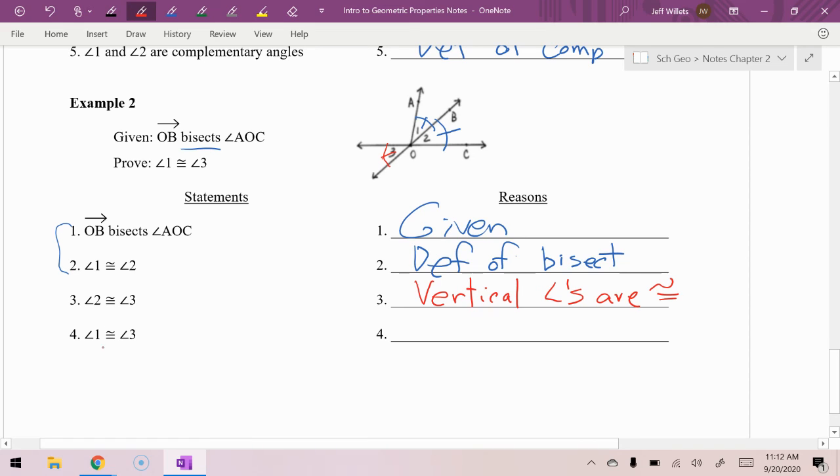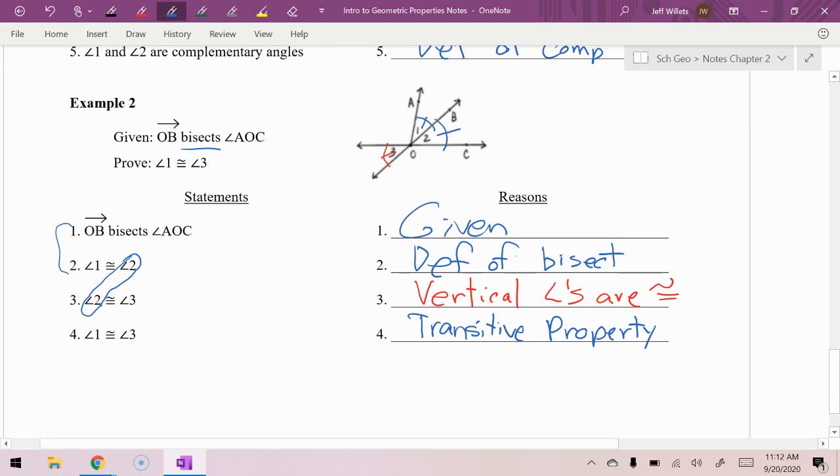Now, how do we get to 4? We look at the previous two lines. We knew 1 was congruent to 2, and 2 is congruent to 3. So then we can get 1 congruent to 3. That is called the transitive property, which we saw in the first lesson. That's the one where we have the train.